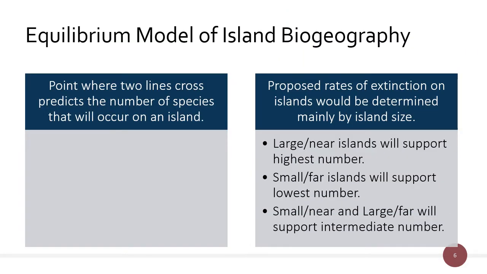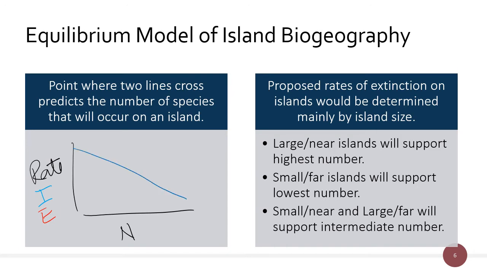So the point where those two lines crossed, if we have the number of species and we have the rate of immigration and the rate of local extinction, and immigration goes down with the number of species and extinction goes up, that point where those two lines cross is your equilibrium number of species that will occur on that particular given island. But even though we've got the number of species here as being the major driving force, how does island size impact that?